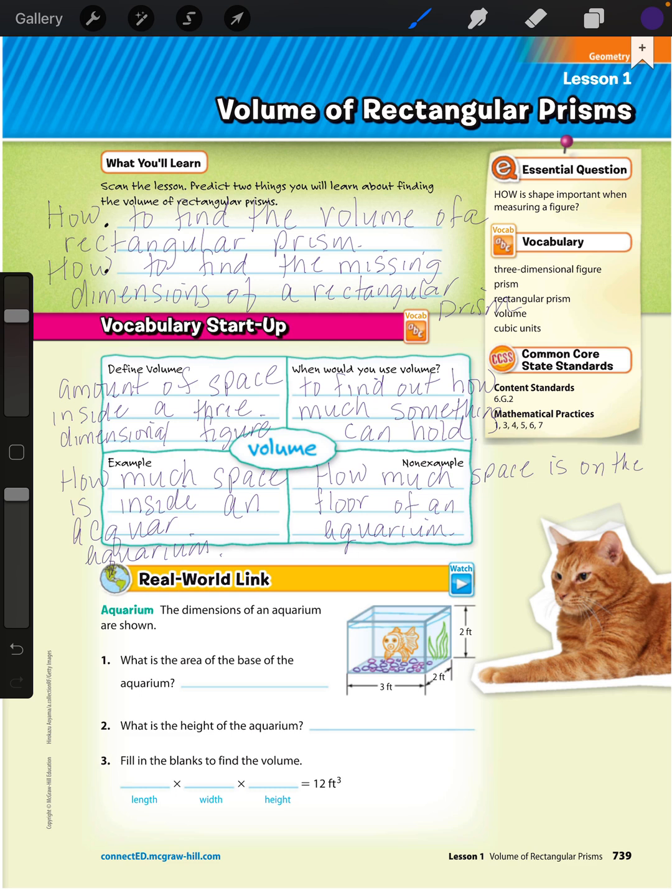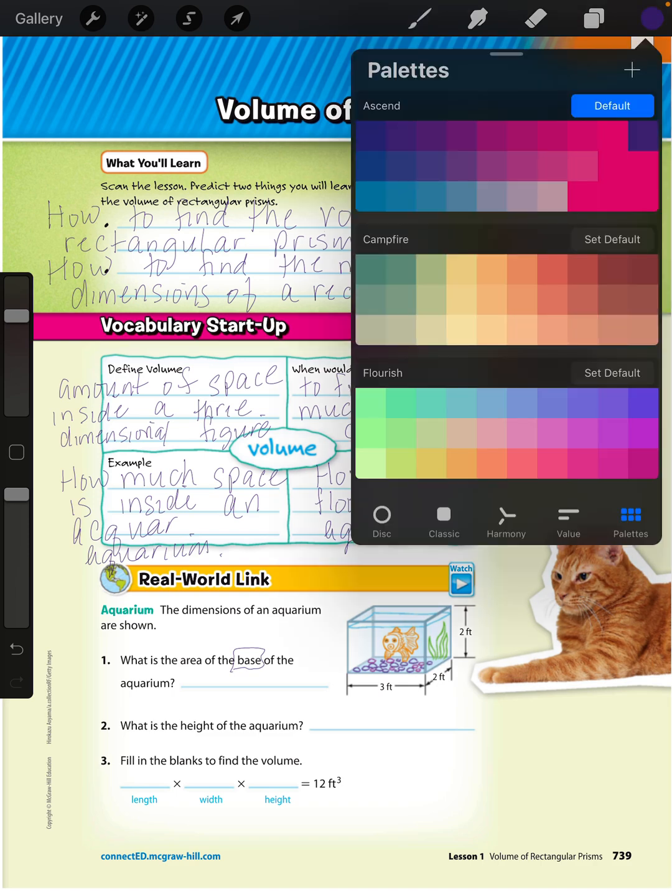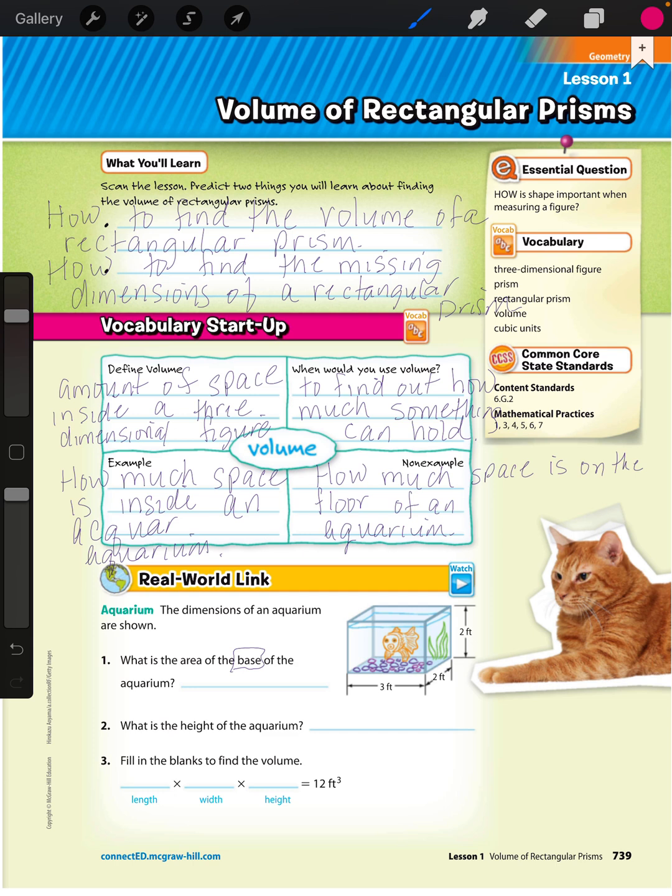Now let's scroll down to the real world link. Aquarium. The dimensions of an aquarium are shown in the picture to the right. What is the area of the base? Always look at the words. What are we looking for? What's the area of the base? I am going to change colors so I can show you what the base is. So the base of the aquarium would be the floor of the aquarium. So this whole thing is the base. So they're asking, what's the area of the base? And that's going to be the bottom of the floor of the aquarium.